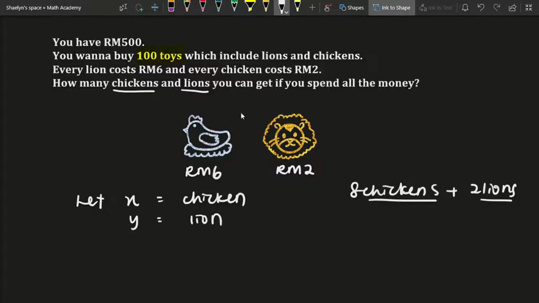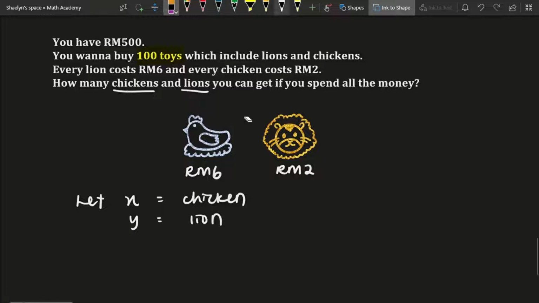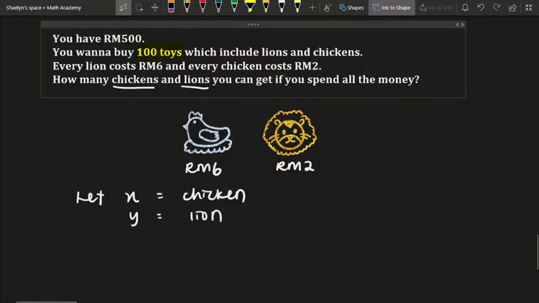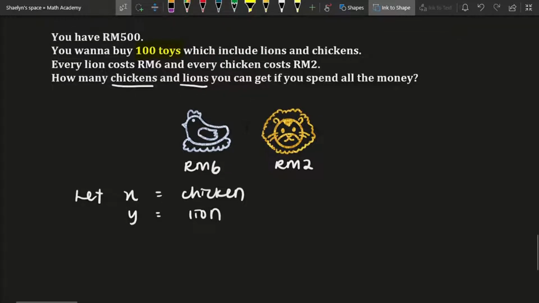You can use any kind of letter you like, but usually we will stick to x and y because that's the most common one. Okay, so are you clear with this? We use x equals to something, y equals to something, and it doesn't matter which one comes first. So later on, we're gonna form the first equation. Since we are talking about simultaneous linear equations, it's gotta be two equations in total. So first equation, we know that you can only buy 100 toys in total. So x plus y equals to 100.